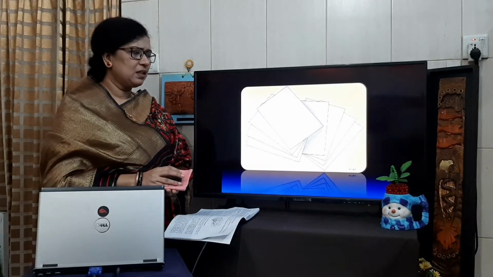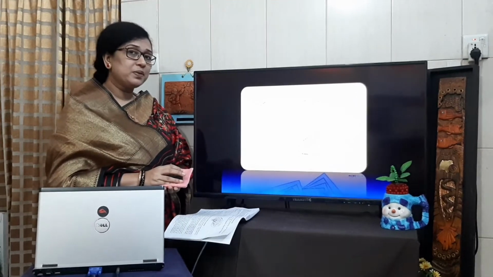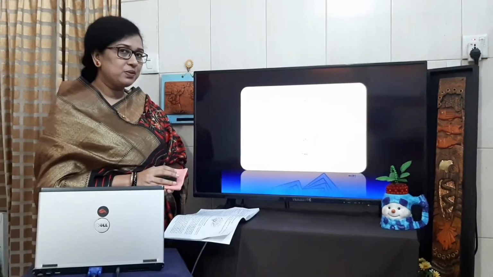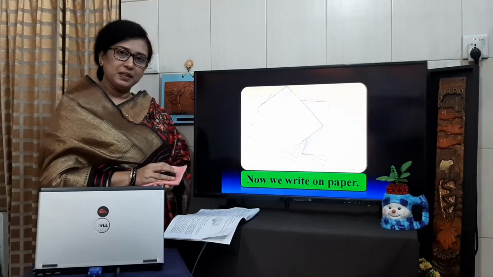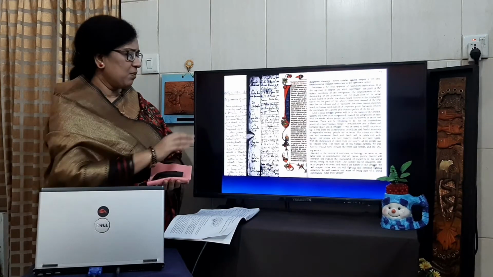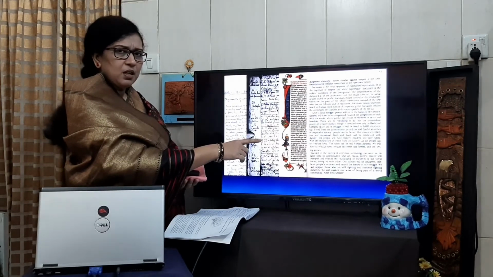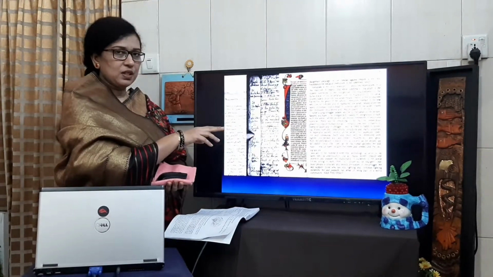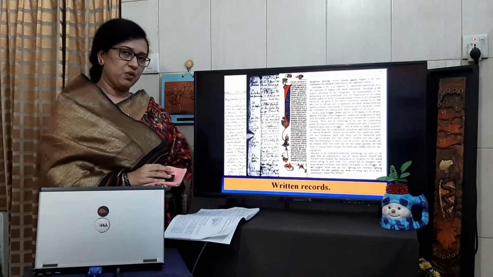Next number, what are these things? They are sheets of paper. So now we write on paper. Look at these things also. Some of them are handwriting, but the right ones are printed. But all of them are writing records. Clear? So these are written records.